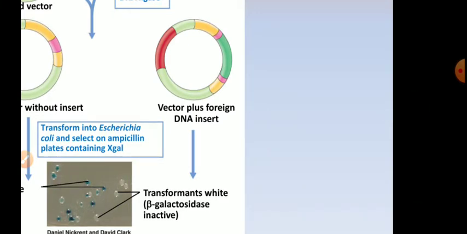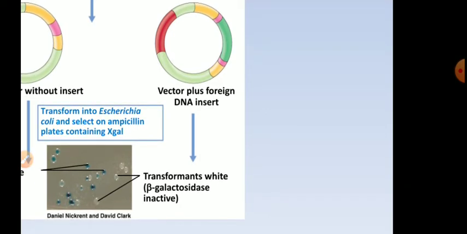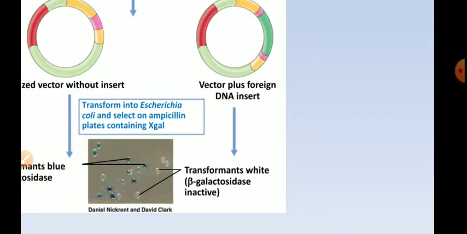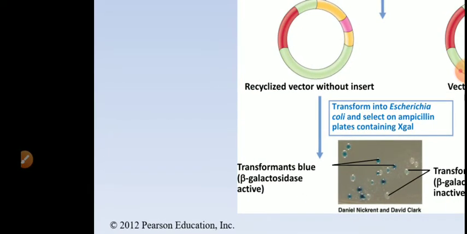So these are the insertional inactivation of marker gene methods, where in one case we have studied that lacZ gene is disrupted, and in another case we have studied that the tetracycline gene is disrupted, and this is how we identify the clones by looking at the colonies. So that is all about insertional inactivation of marker genes.